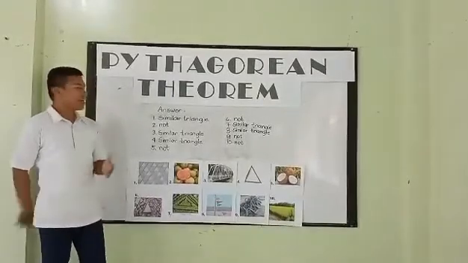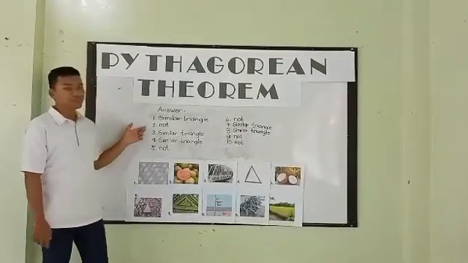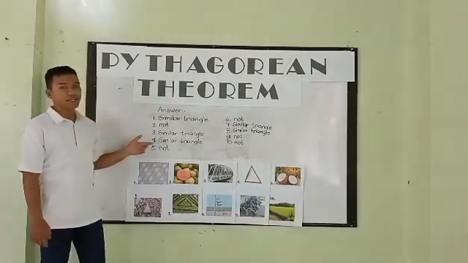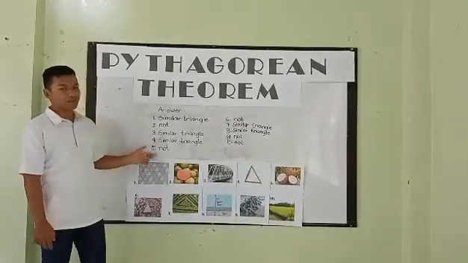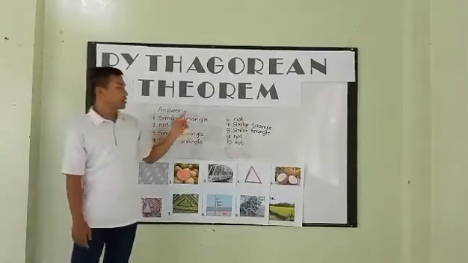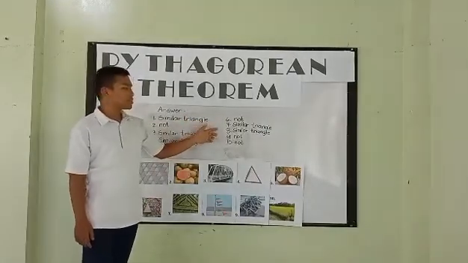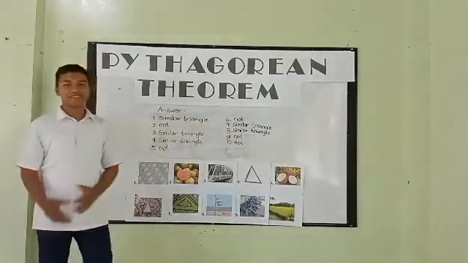Okay, we have the answer. For number 1, similar triangle. For number 2, not similar triangle. For number 3, similar triangle. And also number 4. And number 5 is not a similar triangle. 6, not similar triangle. 7, similar triangle, and also number 8. And 9 and 10 are not similar triangles.